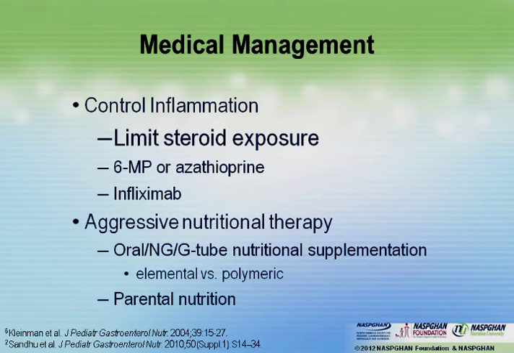Aggressive nutritional therapy is also something that's probably not used as much in the United States as it is in the UK. But supplementation, whether it's oral or NG or even G-tube, and it's debatable whether elemental versus a polymeric formula actually makes a significant difference in enhancing remission in these patients. In patients who have significant delay, perhaps before they're requiring a surgery or surgical intervention, TPN is also a potential therapy for these patients.